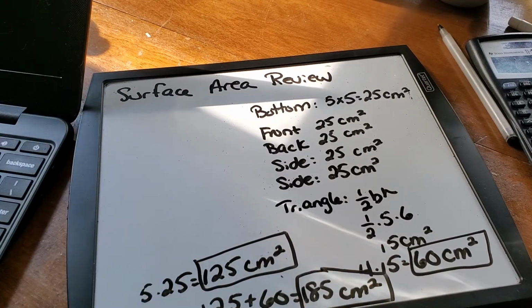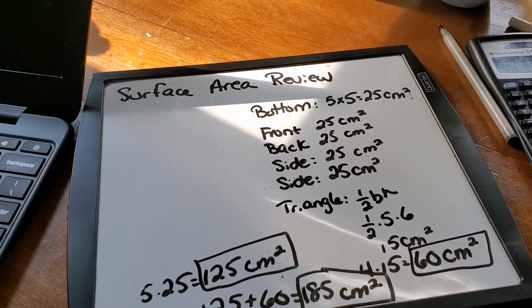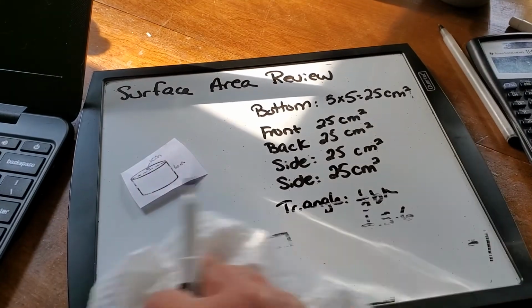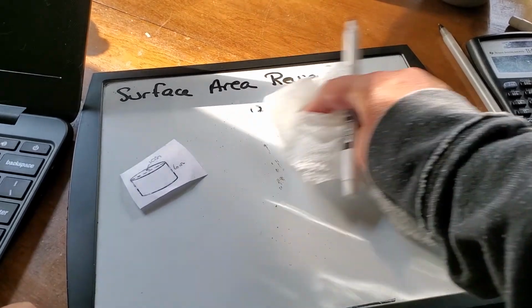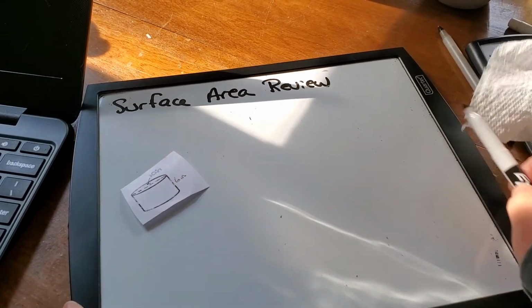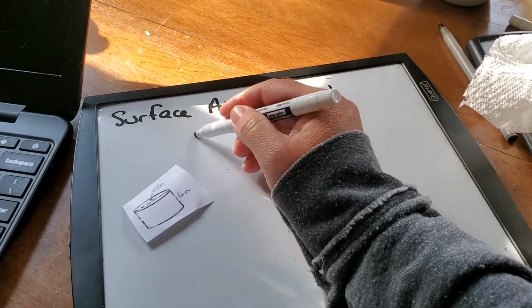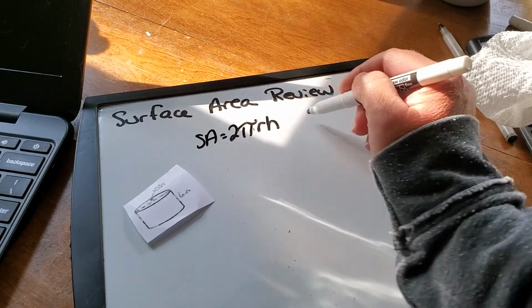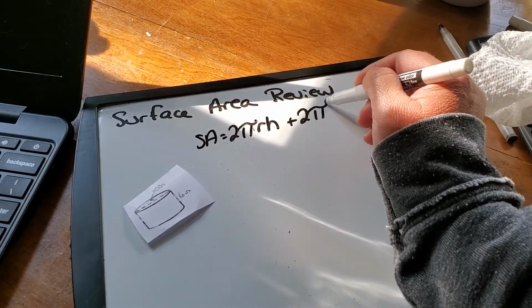One more, we can review surface area of a cylinder. I had a cylinder here somewhere. Here we go. Remember the formula for surface area of a cylinder is 2 pi RH plus 2 pi r squared.